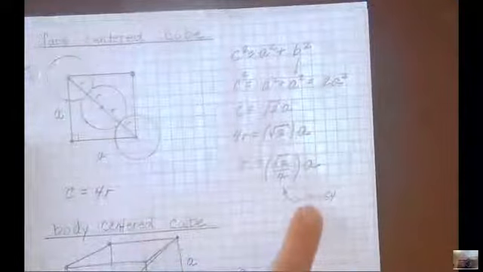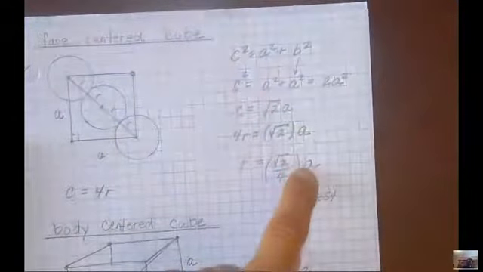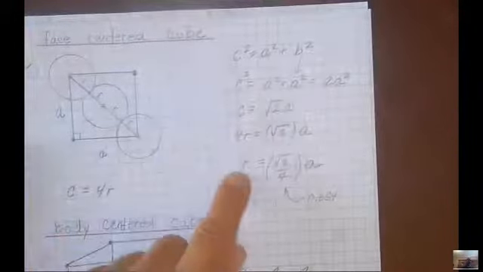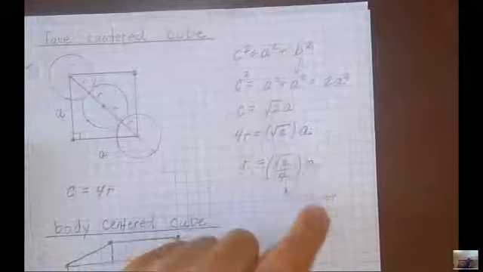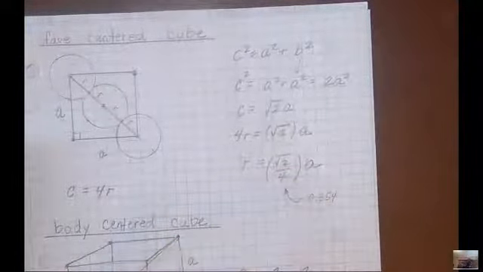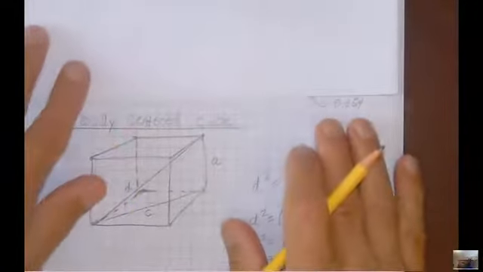So if I know the length of the unit cell in a face-centered cubic metal, and I ask you the radius, just take the length of the cubic cell and multiply it by the square root of 2 over 4, which works out to be that number. Okay, let's do the same thing for the body-centered cube.